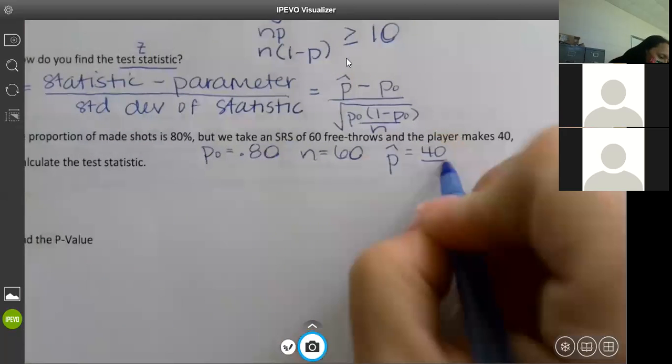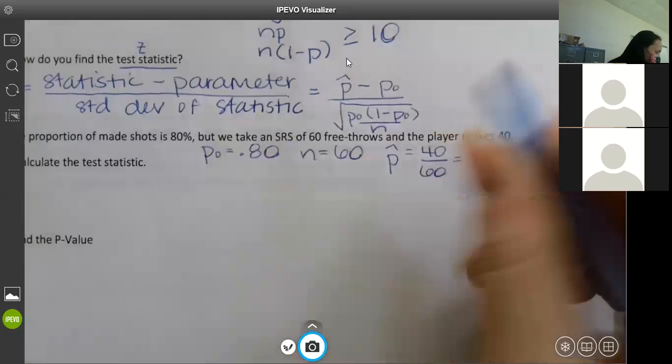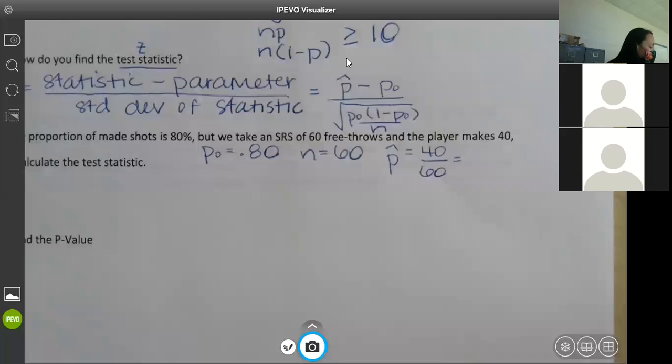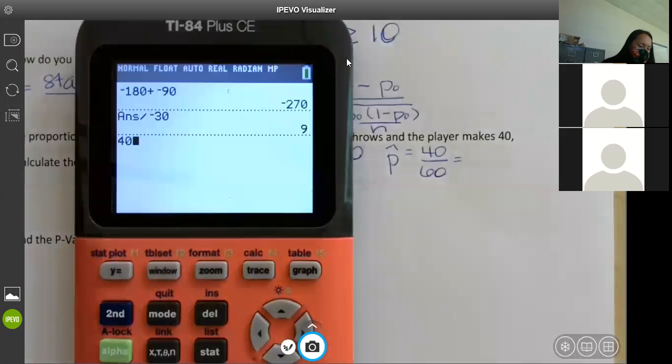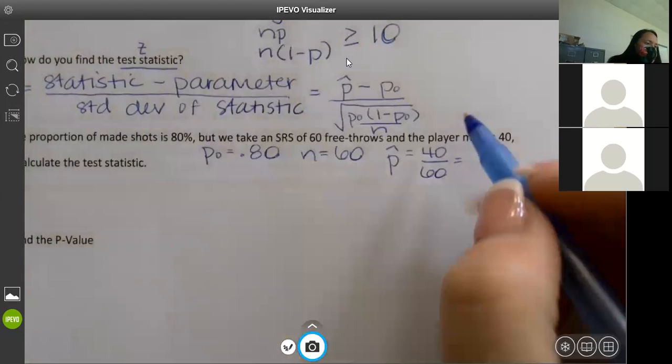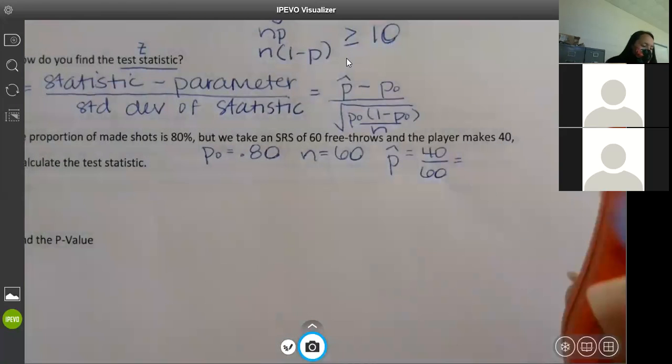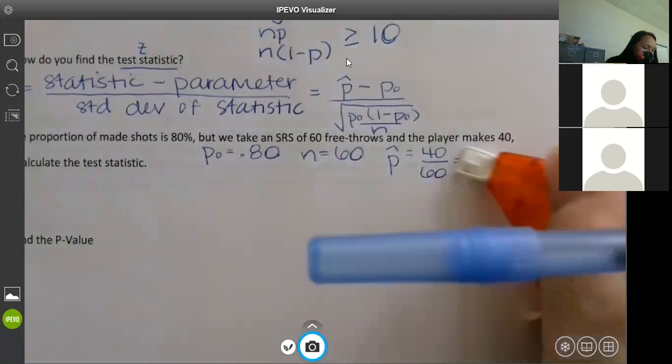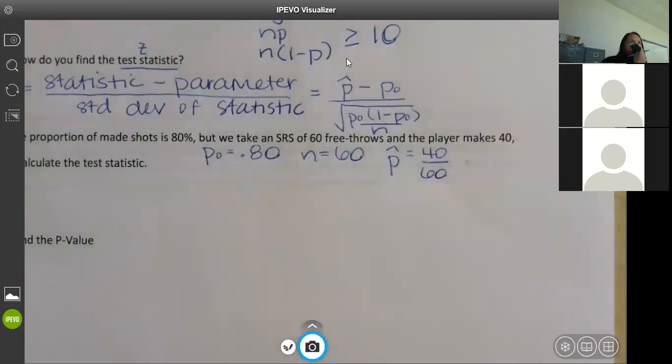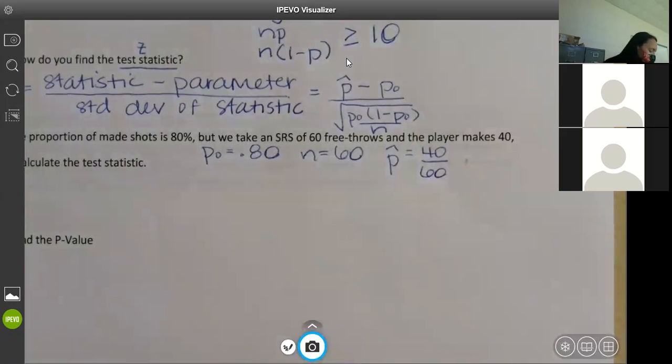Perfect. What is 40 over 60? It's a nasty decimal, so we might just leave it as 40 over 60. So ignore that I even put equals. Your calculator will do it. If you want to put it as 0.67, that's fine. It's just going to make it a little bit off in your rounding. So I'm going to use the full proportion.